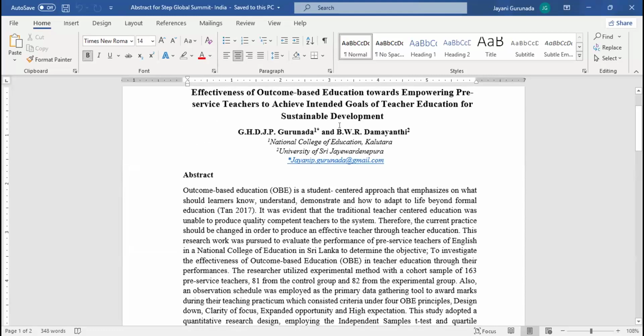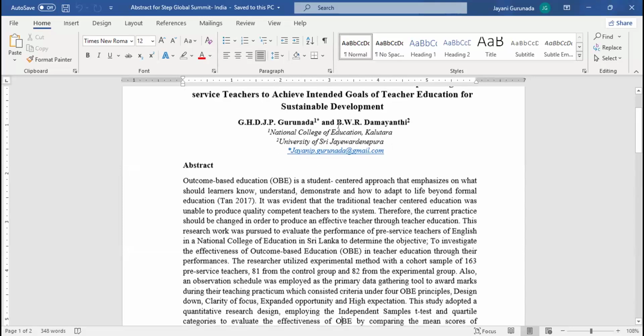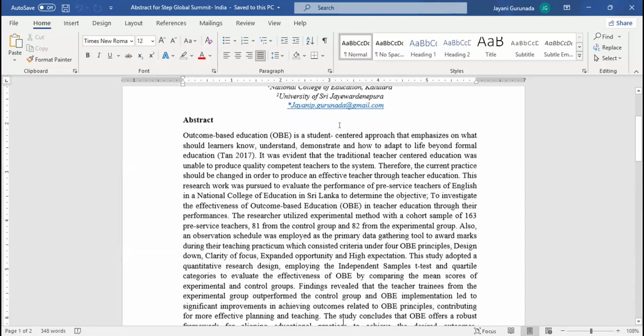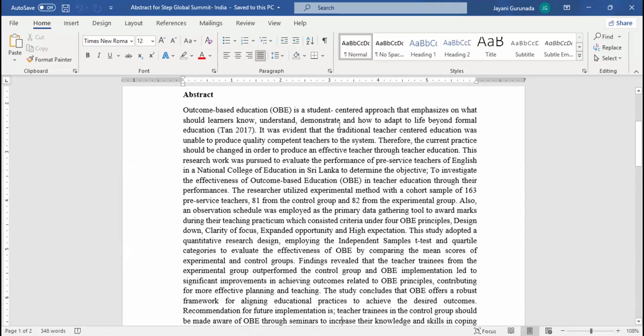Here it is: effectiveness of outcome-based education towards empowering pre-service teachers to achieve intended goals of teacher education for sustainable development, right? So that is my topic. This is what I presented at Global Summit 2025, New Delhi, India. Then this is my abstract.